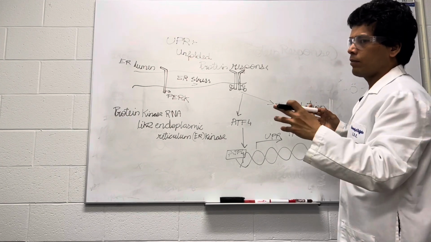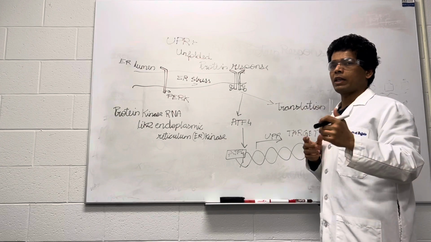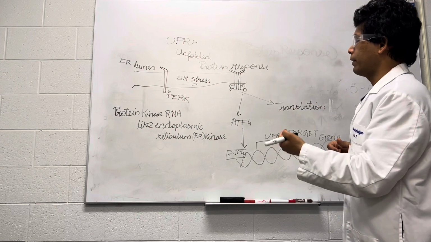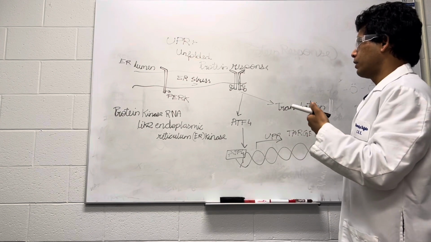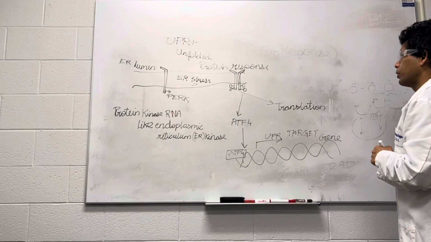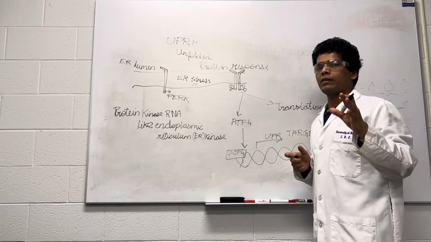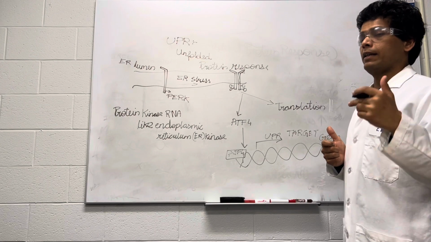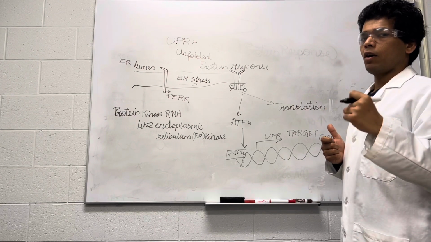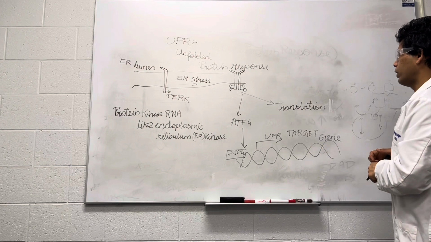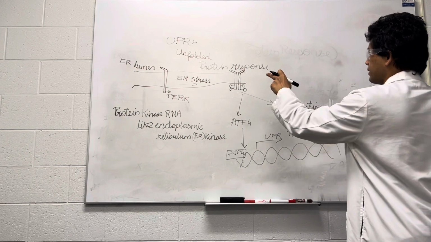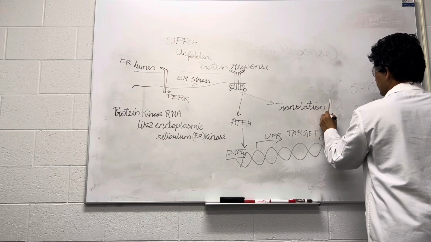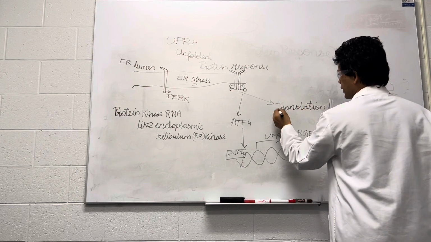When ER stress is observed, the cell is not in a normal condition, as we have discussed in the previous videos also. So the first priority of the cell is to come back to its normal state. For this, this signal will first downregulate the translation of general proteins.